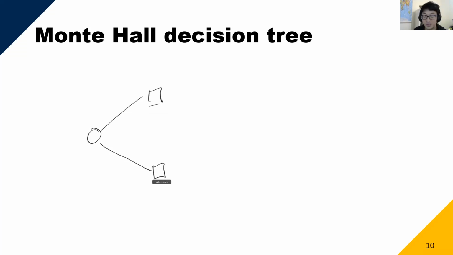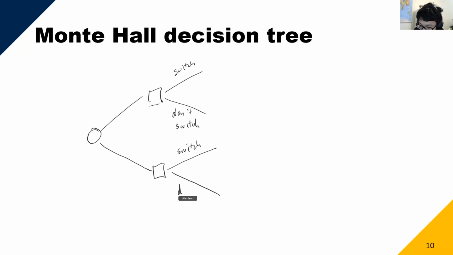But okay, let's do this decision tree. It's a little bit of an odd decision tree. Many years back when I was trying to put this together, it took me quite a long time to figure out. The reason it's counterintuitive is because you start with a chance node. So these are your possible decisions. This is switch, and this is don't switch.